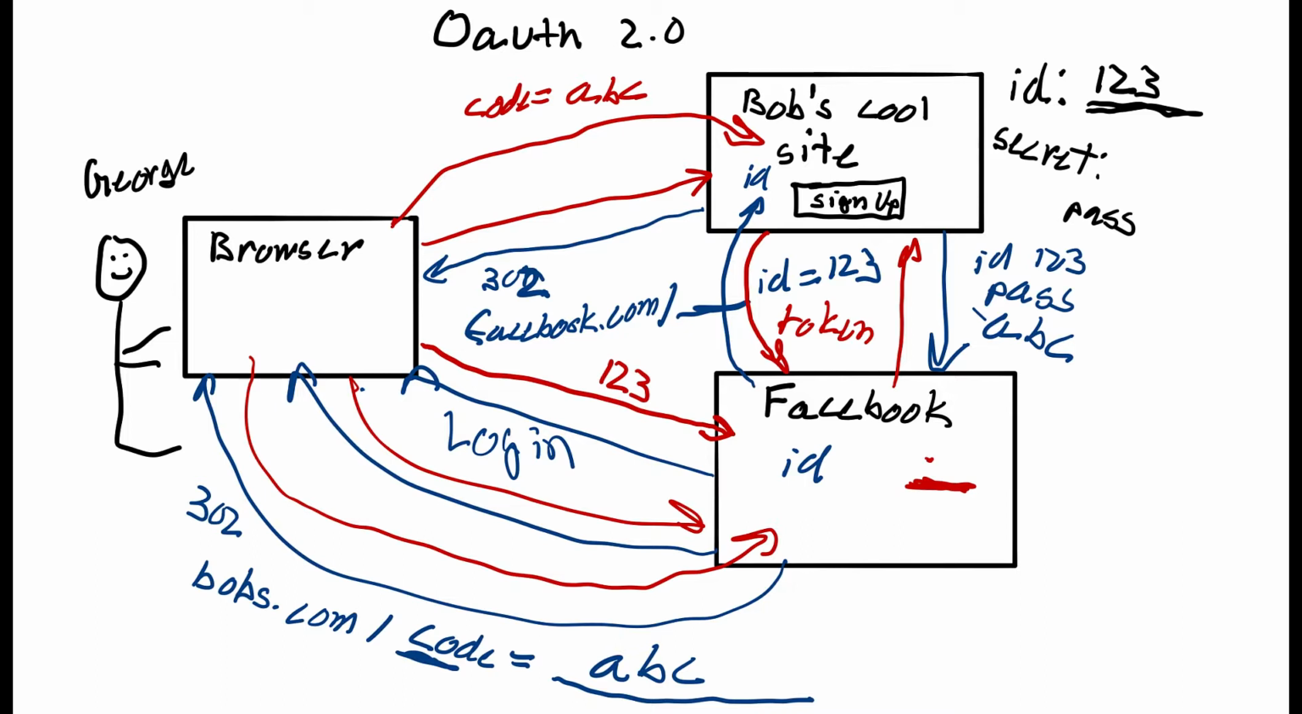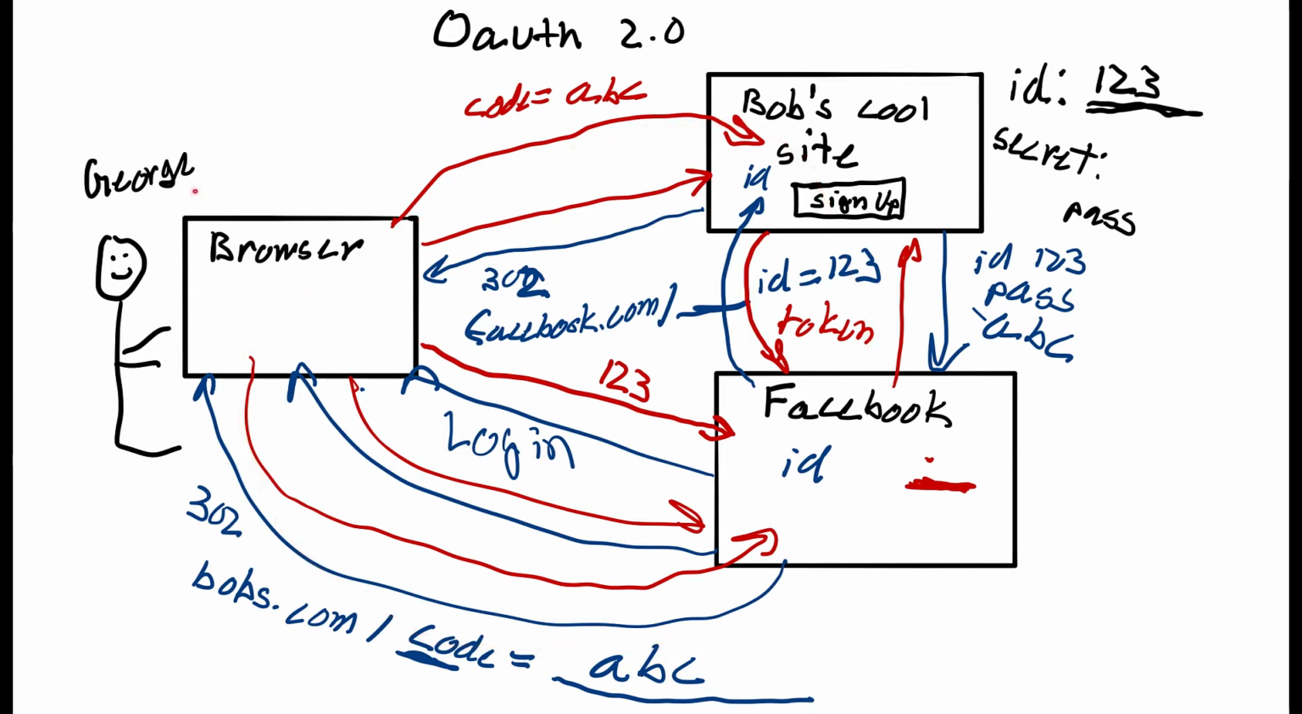Now, by the way, the second time George clicks this sign up button, so he's already signed up and logged in once, now he wants to log in again. The second time he does it, Facebook will skip this authorization step right here because George has already authorized it and Facebook has saved that status. So the second time George clicks this link, he'll just have to log into Facebook, and after he logs in, Facebook will automatically send this redirection, and then we'll go through that process.